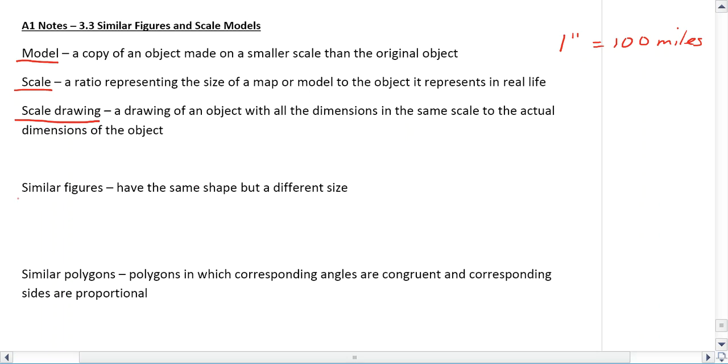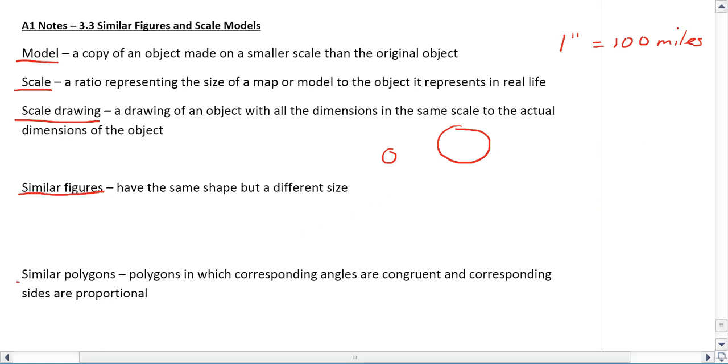Next is the term similar. Now we need to talk about this a little bit. Similar figures have the same shape, but they're different sizes. An example of something that would always be similar are circles. You could have a very small circle and a very large circle, and they're exactly the same shape, but they can be different sizes. Squares are another example that would always be similar. However, if you start talking about triangles or rectangles, then they're not always similar, and we would have to be told that they are in order to work with them.